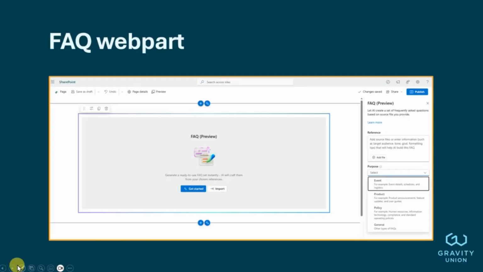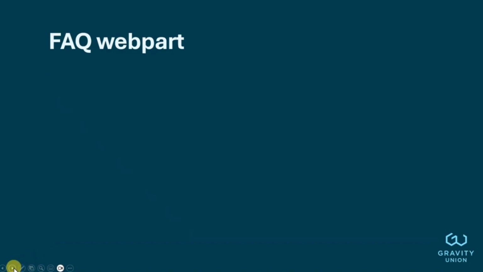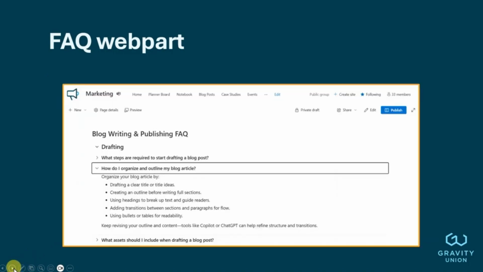There's also an FAQ web part. I think it's still in preview. And what this will do is it will guide you through a few different screens, a few different steps to create a FAQ page. And so if you want to use this as a starting point for those more dense pages, I find that's helpful. I think I did have what it looks like afterwards. So it will create the questions in this expand collapse kind of view. So it can be a helpful way to do that.